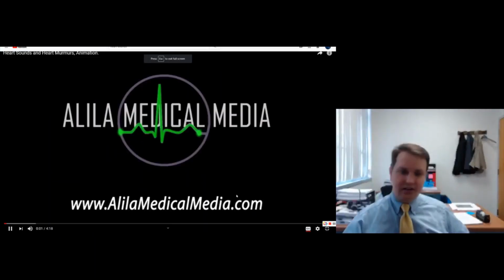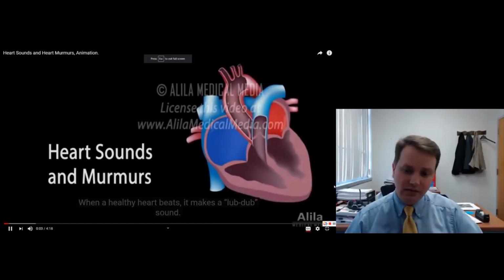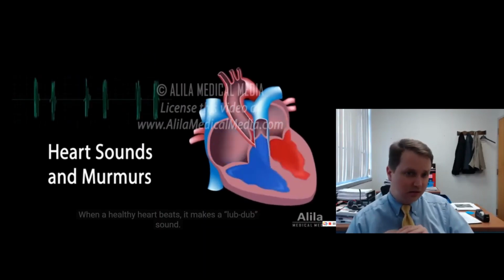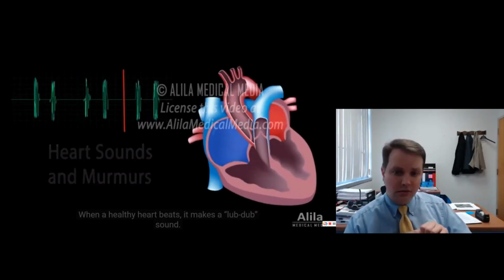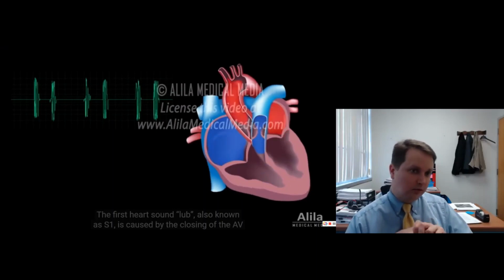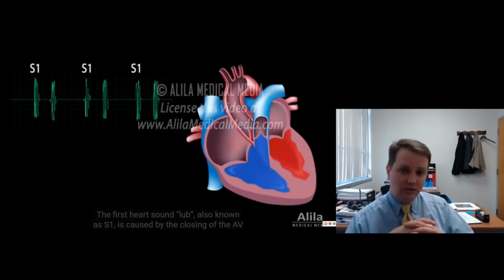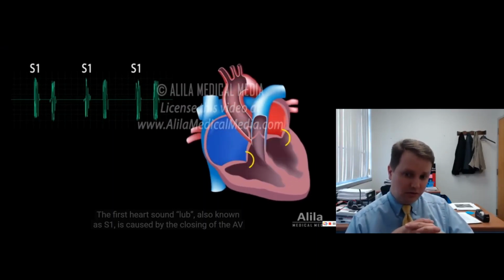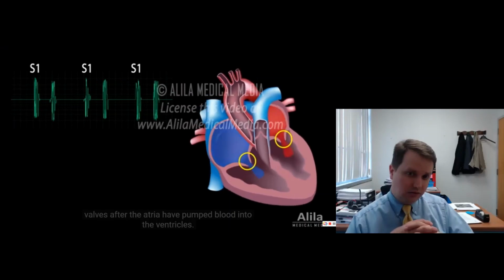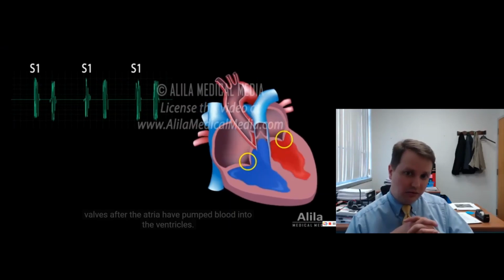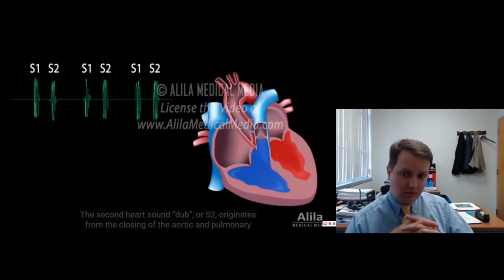With healthy heartbeats, it makes a lub-dub sound. The first heart sound, lub, also known as S1, is caused by the closing of the AV valves after the atria have pumped blood into the ventricles. The second heart sound, dub, or S2, originates from the closing of the aortic and pulmonary valves right after the ventricles have ejected the blood.